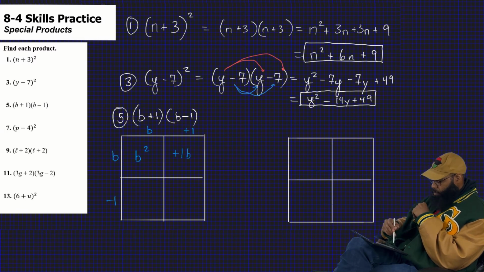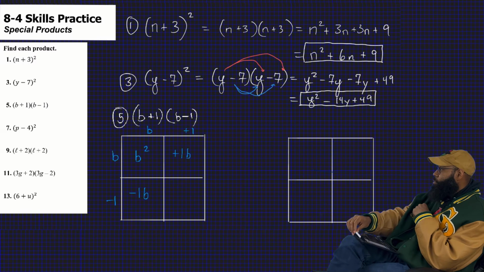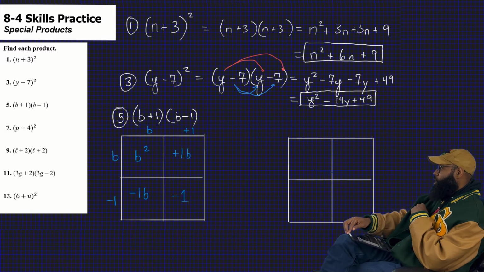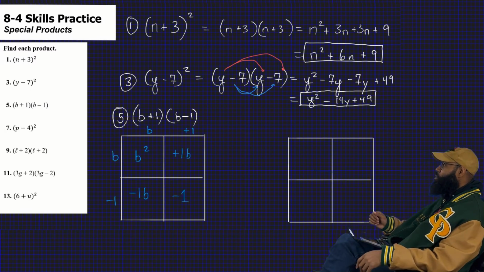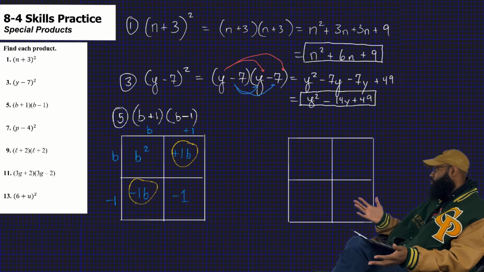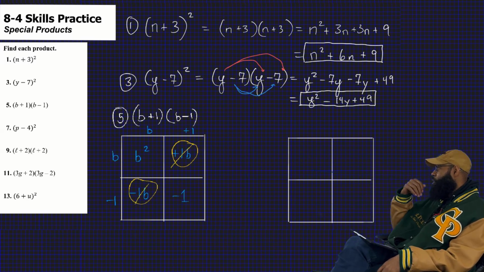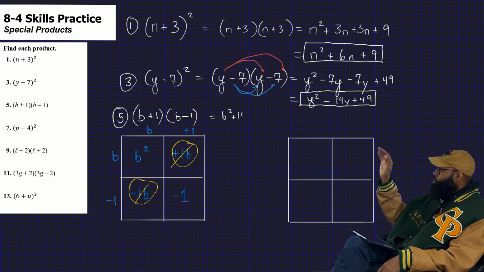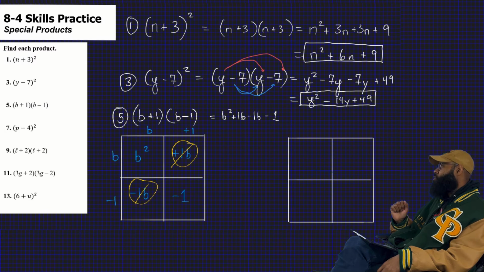Same thing. Let's get her going again. So I'm using the orange or yellow to show my like terms. And of course they cancel each other because the positive and the negative cancel each other, so the positive 1b and the negative 1b. So there's your 4 terms. And again, by simplifying, your 2 middle terms will cancel, leaving you with b squared minus 1. Let's do it again.